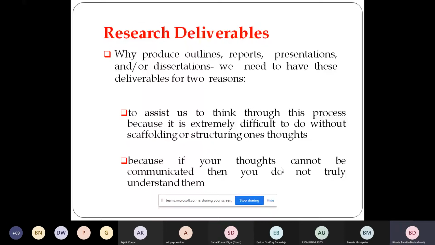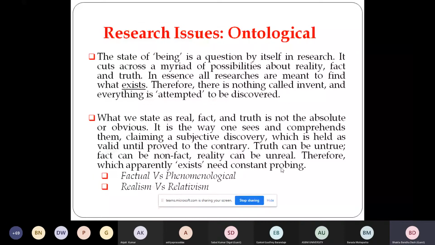Considering this, when you establish your idea, your research concept, I will focus on two basic issues here. The first issue is your ontological issue, and the second issue is your epistemological issue in the research. What is an ontological issue? Basically, ontological issues are those which talk about a theory which is already established, and it is the source of the concept. So the state of being is a question by itself in research.